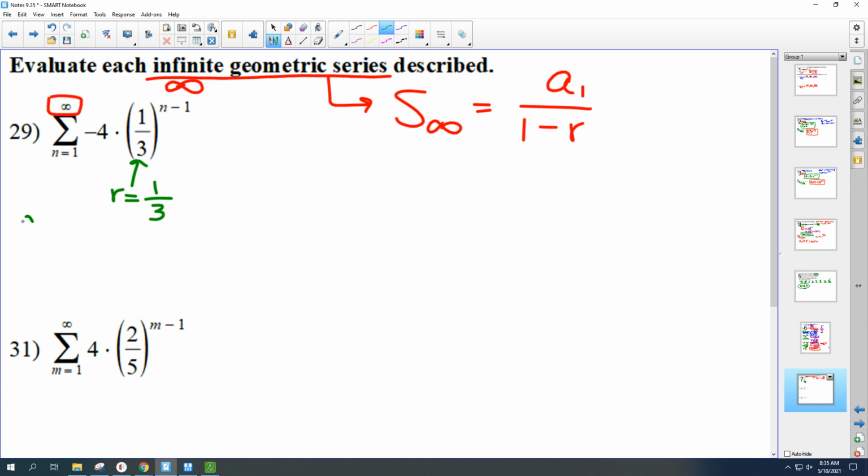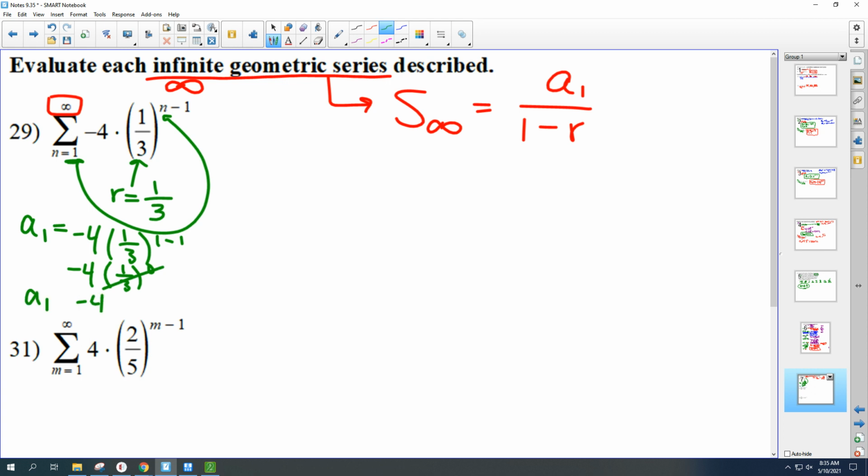We need A1. A1 is what you get when you plug in this number right here. So -4 times 1/3 to the 1 minus 1. That's -4 times 1/3 to the 0, but 1/3 to the 0 is just 1. You're going to get -4. A1 is -4. So for my infinite series, the sum of an infinite number of terms is going to be -4 divided by 1 minus 1/3.